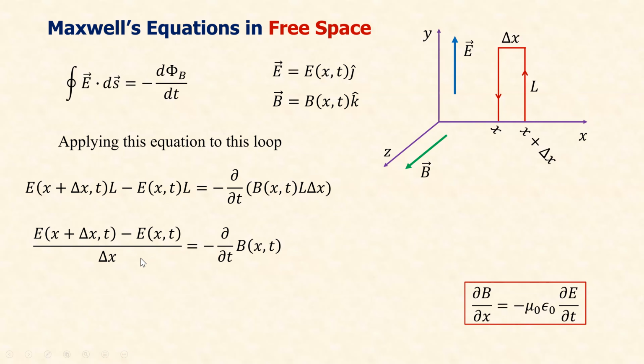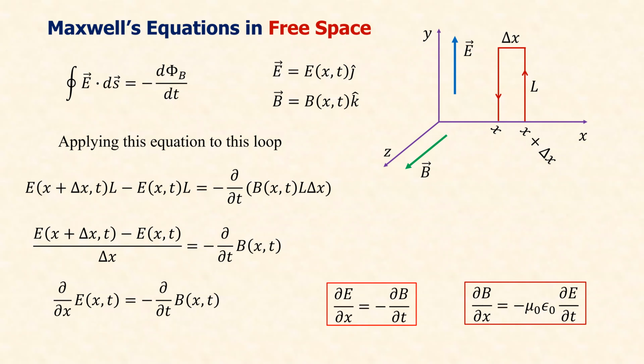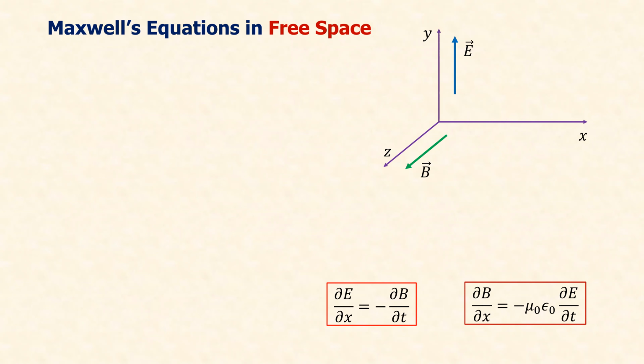We get to this. And again, as delta x goes to 0, taking the limit, this becomes the partial derivative of E with respect to x, and this side is the partial derivative of B with respect to t. So it becomes like this, okay? And then we drop the x and t dependence because we know that. We get this one, and this is our second equation. So the two equations that we had in Maxwell's equations in free space convert to these two equations, all right? So far we have this in free space. So let's see what we can do with that.